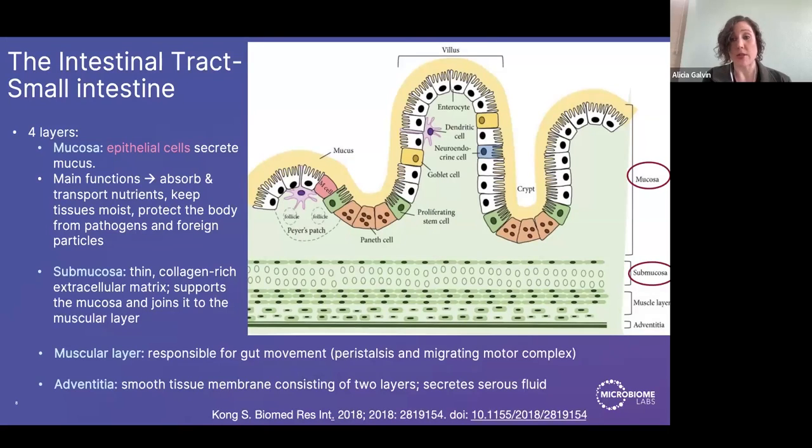Once you eat a meal or you eat anything that has any nutritional value, that migrating motor complex shuts off and you flip back into peristalsis. And the migrating motor complex is really just this sort of cleanup system. It's like taking a broom in between your meals.